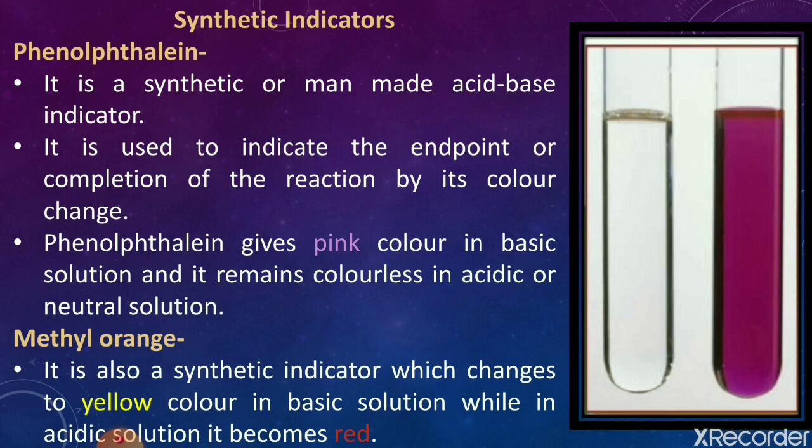To know that point, phenolphthalein indicator is used. Phenolphthalein indicator as such is colorless, just like water, means it is just a colorless solution. When it reacts with basic solution, then it gives a very bright pink color. You can see in the image, it will give a very dark pink color in basic solution, and it remains colorless in acidic solution.